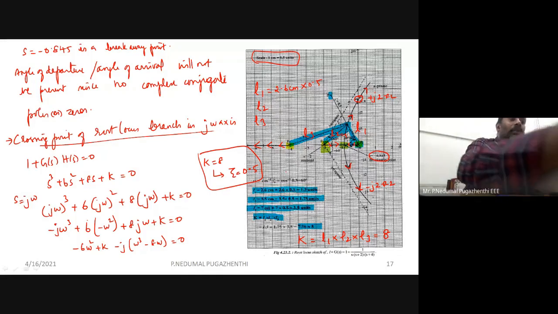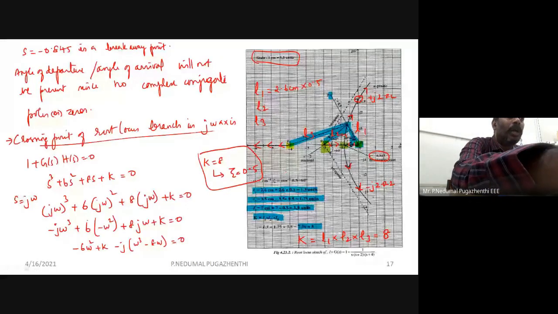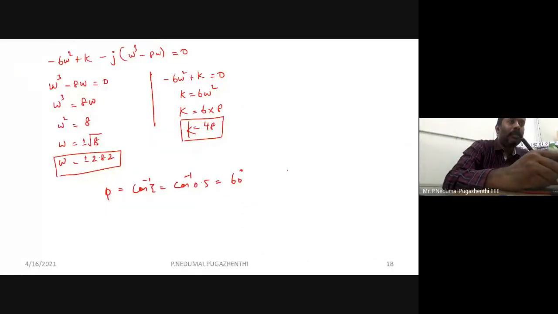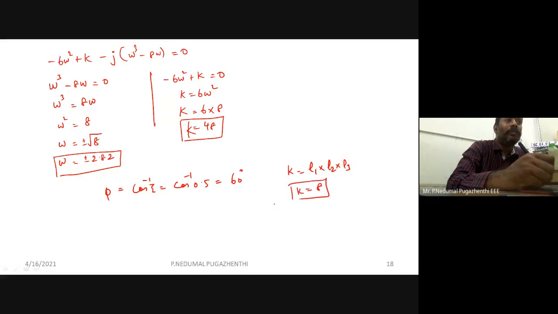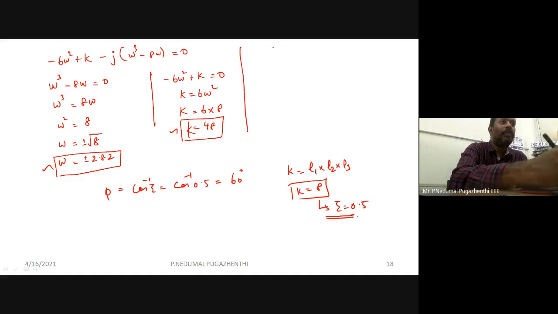So this is how your root locus branch has to be drawn. I will write this also. K is equal to L1 into L2 into L3, which is equal to 8. So K is equal to 8 will provide me zeta equal to 0.5. So that is also over. So this is the crossing point. What the comment is, that is very important.